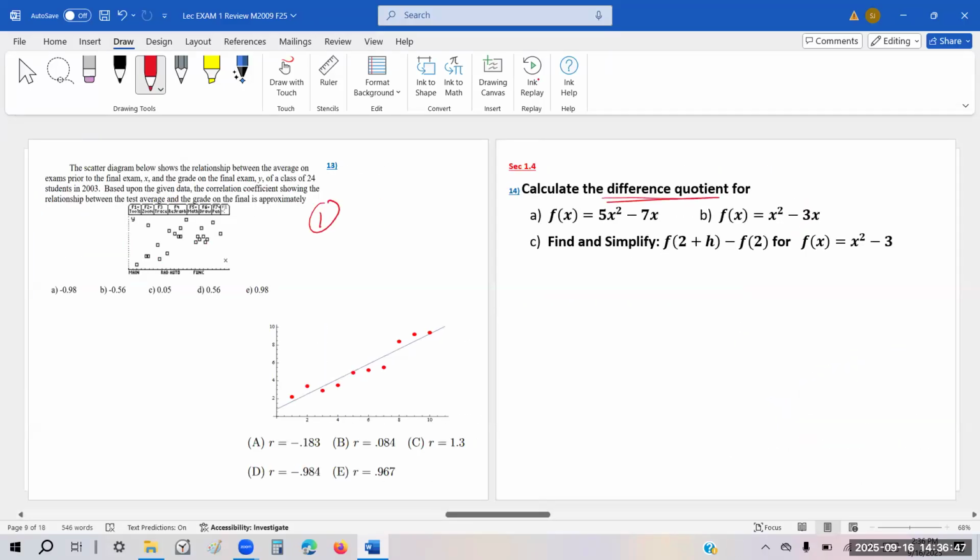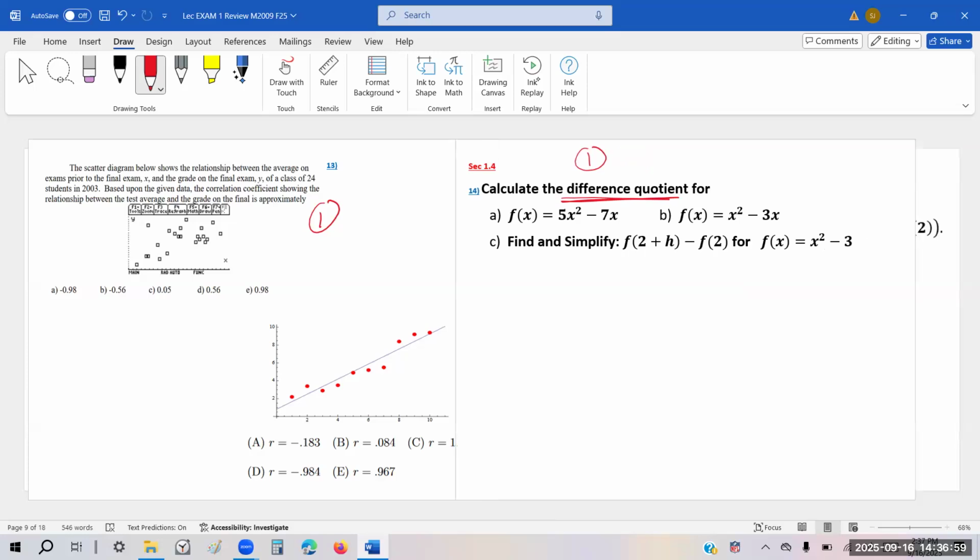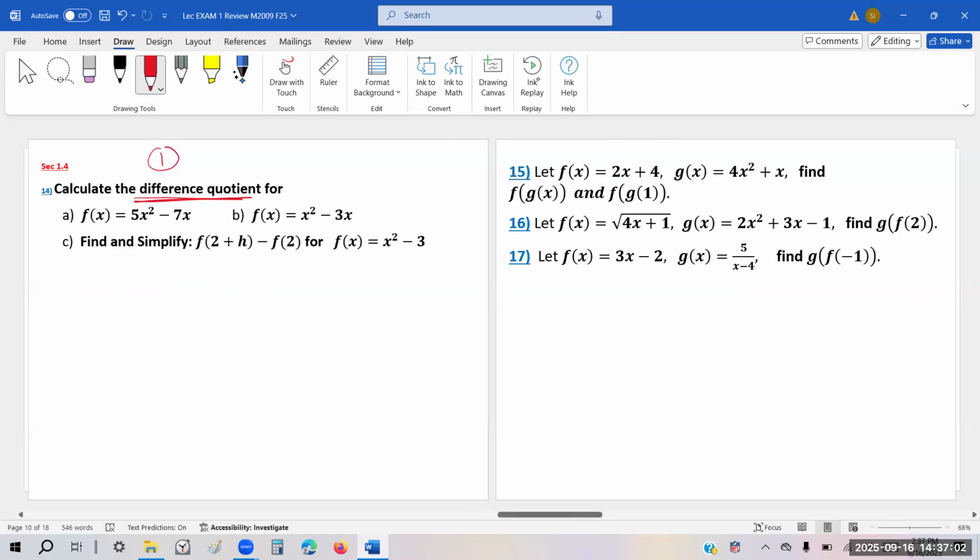Then we have difference quotient, 1 question from difference quotient. It could be something like A or B or C, 1 from here. And then composition, 2 questions from composition. Find the composed function and then evaluate the composed function, for example, g of f of a number. For 1, you really have to find the function itself, and for the other one, the number will be given and you just have to evaluate the composition.